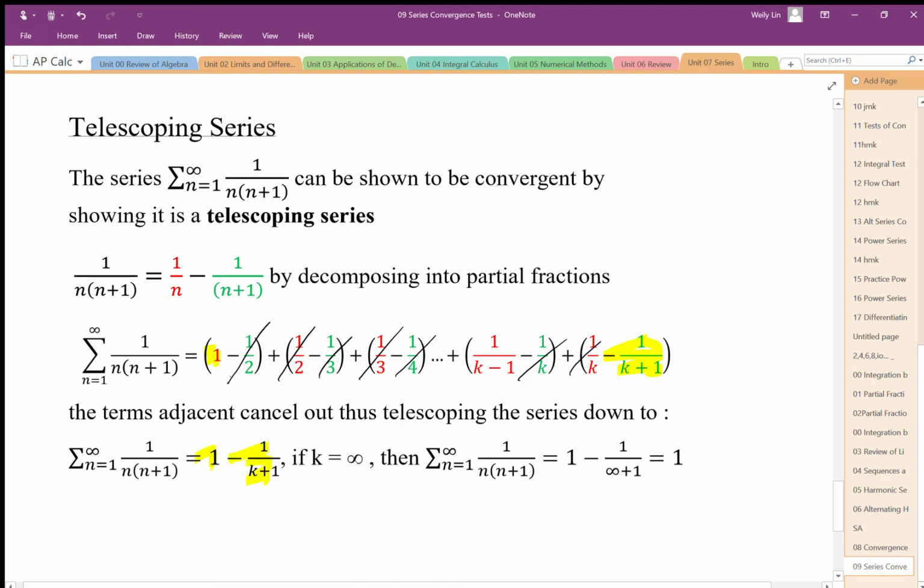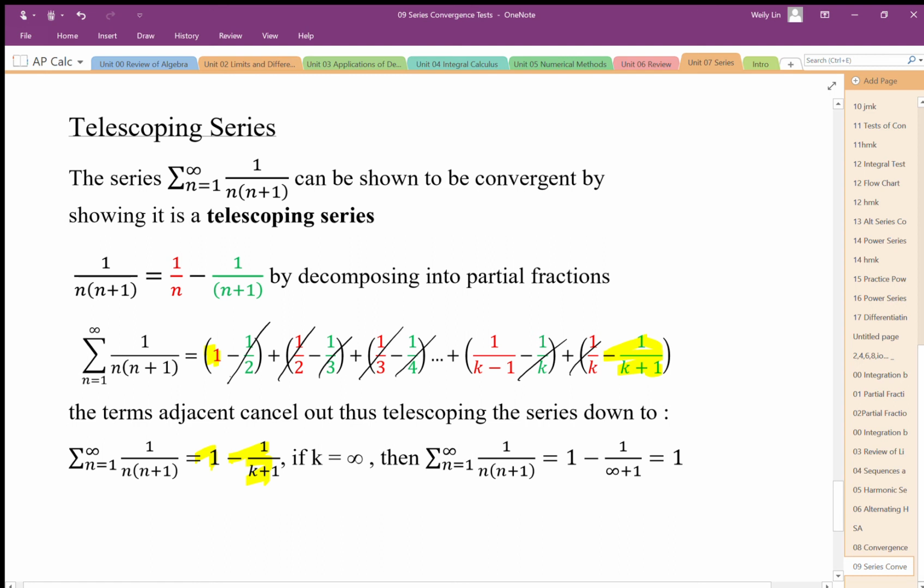And then we can let the n go, or the k go to infinity. And we can say that, well, this sum is going to be equal to this. If k goes to infinity, that term is essentially equal to 0. So we can say that the series is equal to 1.